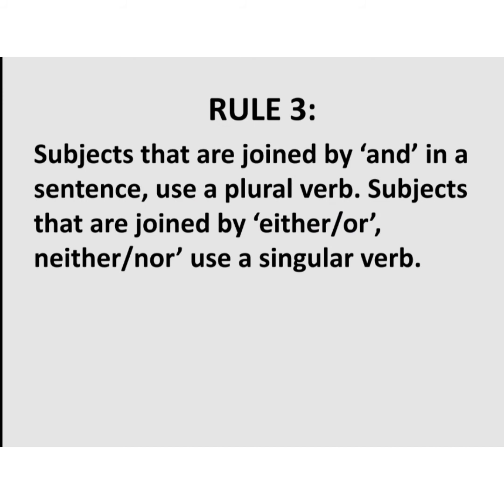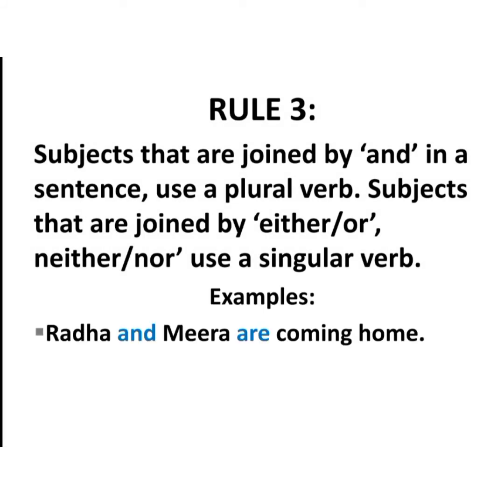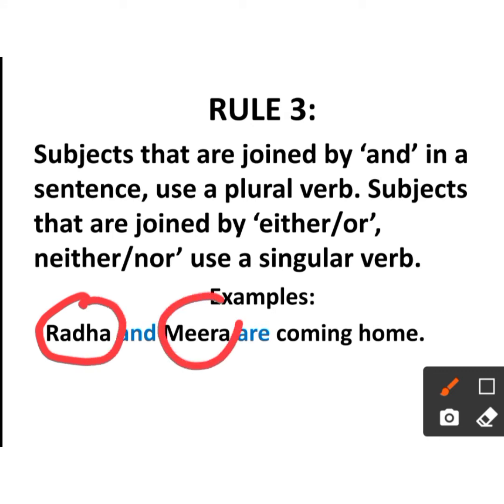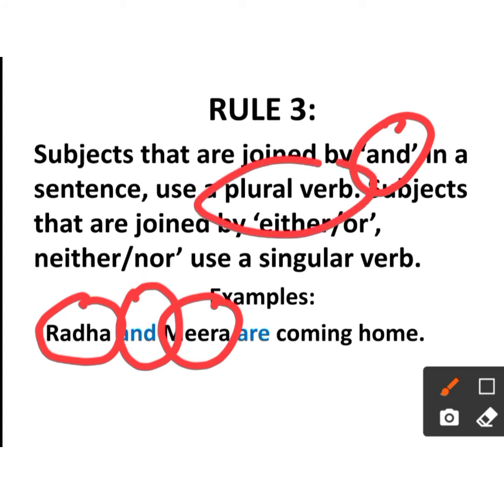Look at these examples. Radha and Meera are coming home. So we have two subjects, Radha and Meera. Okay, they're joined with and, so we must have what? Plural verb. Therefore, we have are. We don't say Radha and Meera is coming home. Whenever you have subjects joined by and, you must have plural verb.